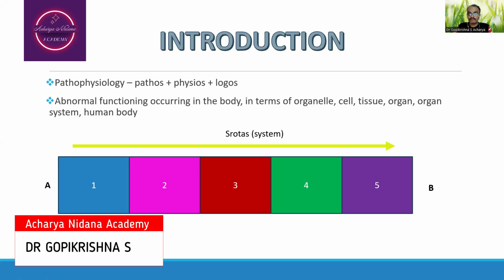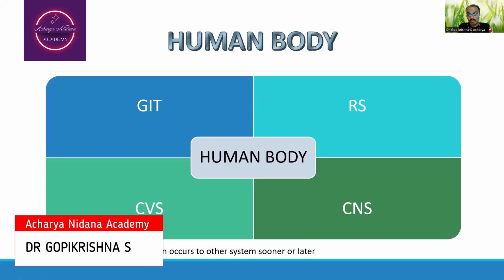Now, let us know about the human body. When you think about the human body, it consists of multiple systems. The gastrointestinal tract is a system mainly associated with digestion. The respiratory system is mainly involved with respiration. The circulatory system is mainly involved in circulation of the blood and other nutrients. The nervous system is responsible for the transport of nerve impulses from one point of the body to the other.